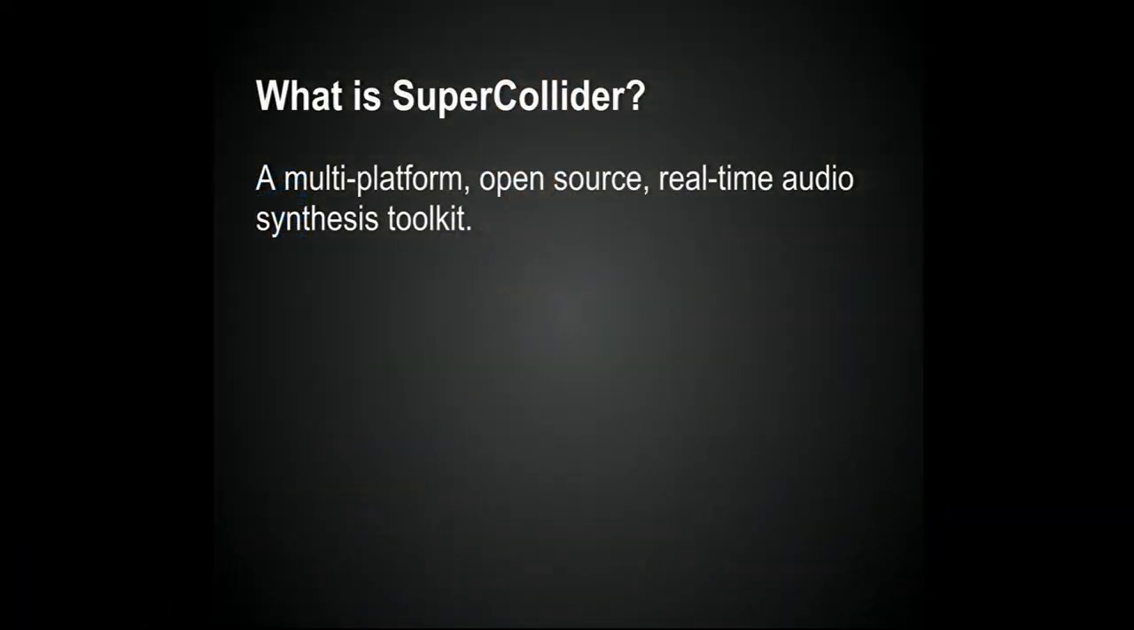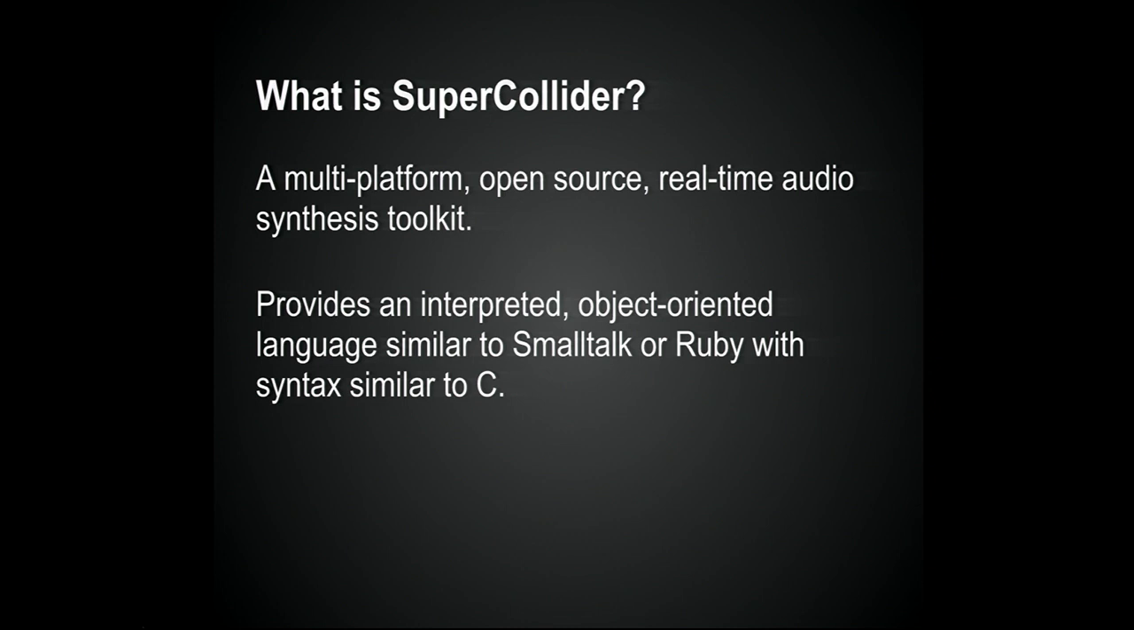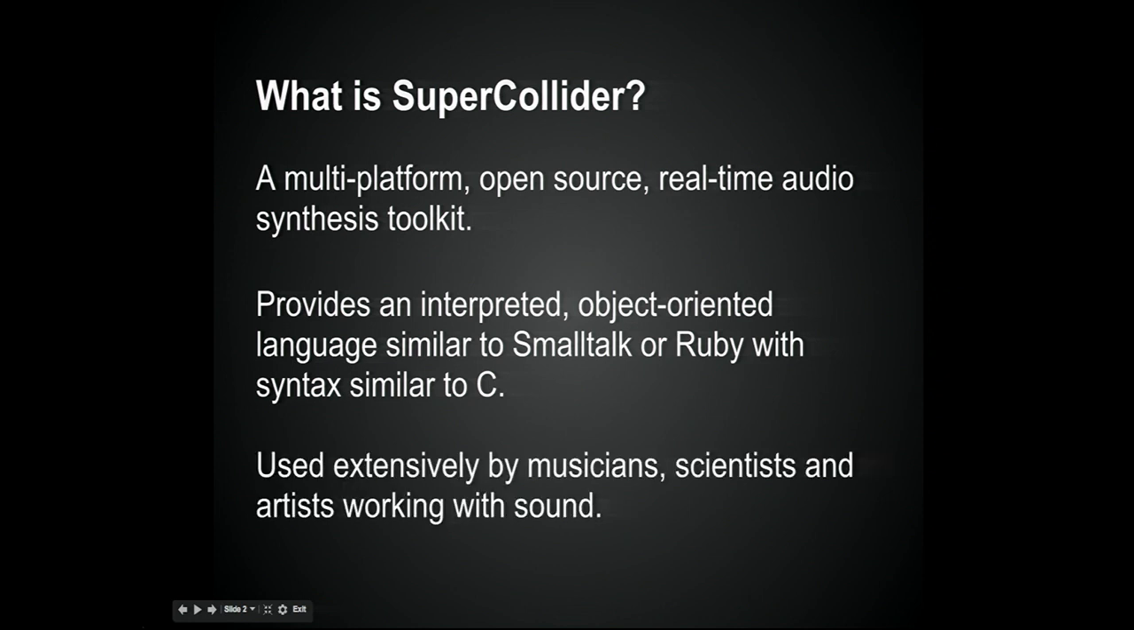SuperCollider is a multi-platform open source audio synthesis toolkit which lets you build your own sound from scratch. It gives you an interpreted language. It's kind of similar to C, but also to Smalltalk. It has things like tail call optimization and closure and coroutines and some other fancy features that make building up these sounds really easy, or easier. It's used a lot by musicians and scientists and people who are investigating and just researching sound synthesis.